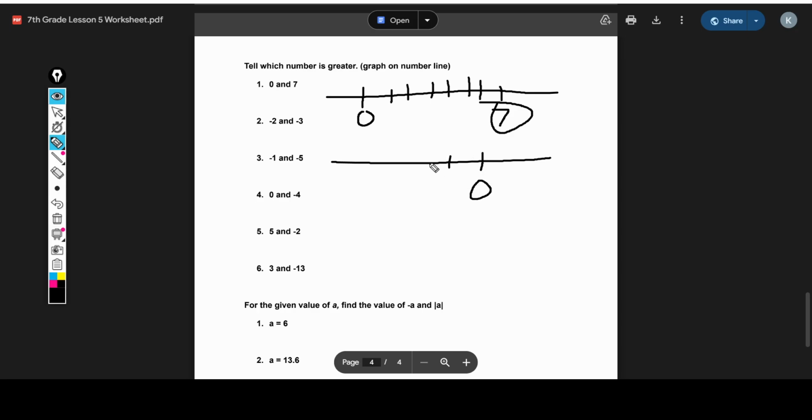-2 and -3. These are negative numbers, so it's easy to get a little bit confused. -2 is 2 spaces left of 0. And -3 is 3 spaces left, so another step. And you can see -2 is greater because it's to the right of -3. And these are pretty easy, so I won't go too in depth. -1 should be bigger, 0 should be bigger than -4, 5 should be bigger than -2, and 3 should be bigger than -13. Negative numbers are always going to be smaller than positive numbers.